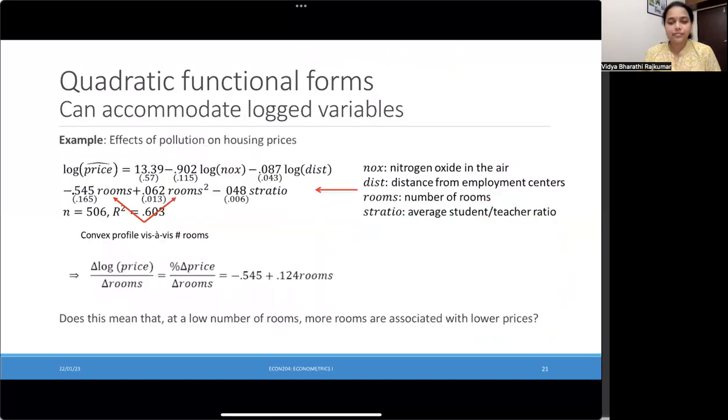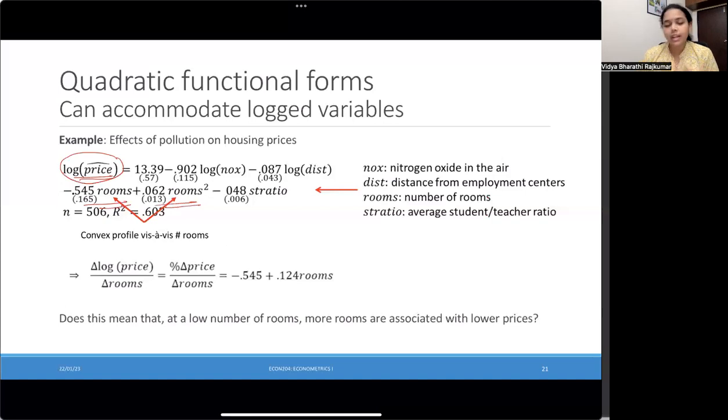Let's look at another example. We're now looking at quadratic forms in regression models that have logged variables as well. So we have housing prices depending on pollution levels, distance from a certain headquarters, number of rooms in the house, and so on. We're now going to focus only on the dependent variable, and notice that the number of rooms enters the regression model in quadratic terms. So you have rooms and rooms squared in your model.